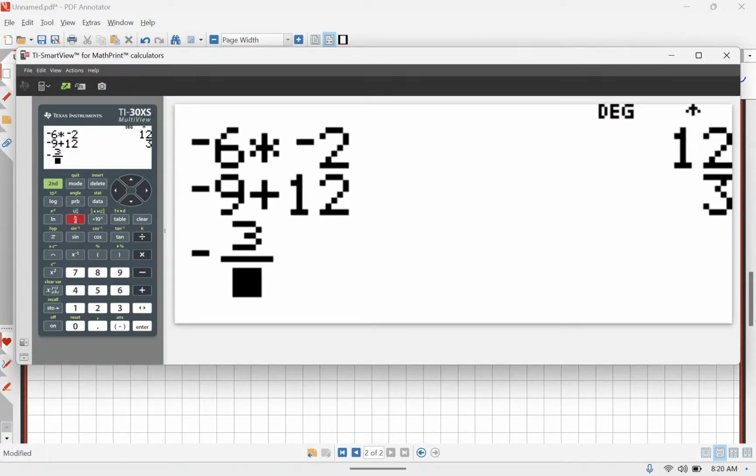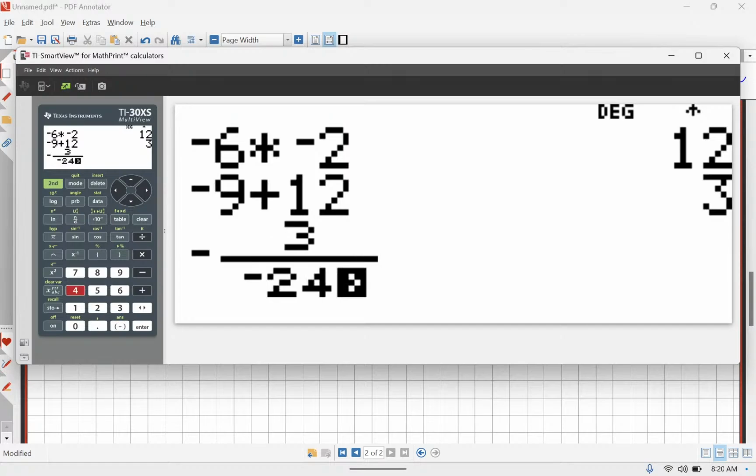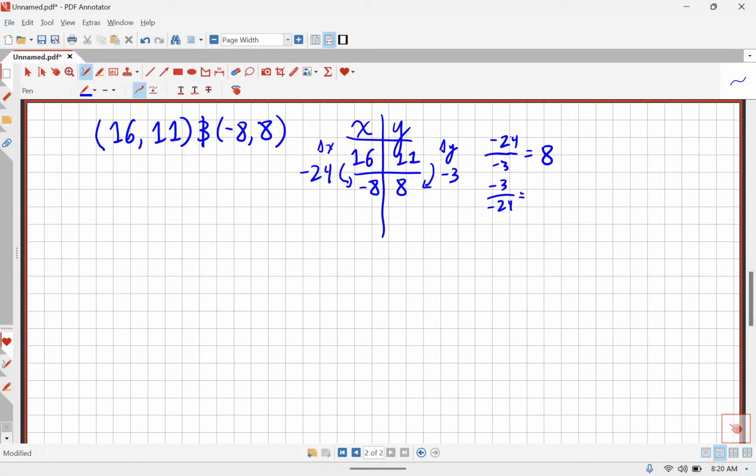So let's see here, negative 3 over negative 24. I'm just going to punch that in there. And you get yourself 1/8. Just flip it around. 1/8. Now, what would you do from here, Carol? That's quite all right. Go for it. It's an increase of 8.